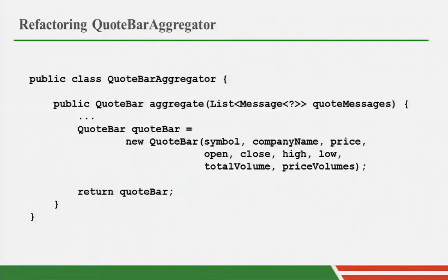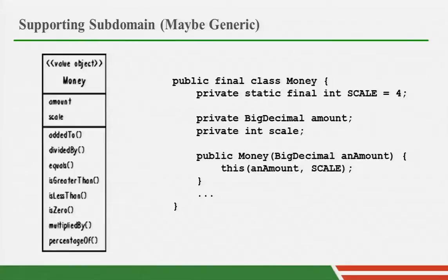And so this quote bar aggregator now looks at this concept properly, and we have a clean constructor to construct one of those aggregate instances.